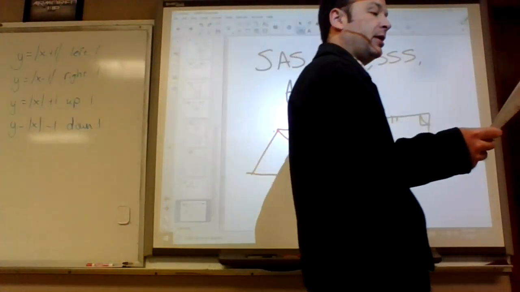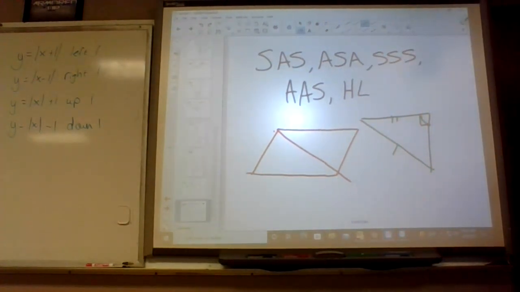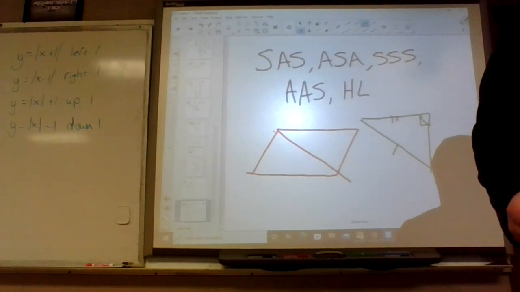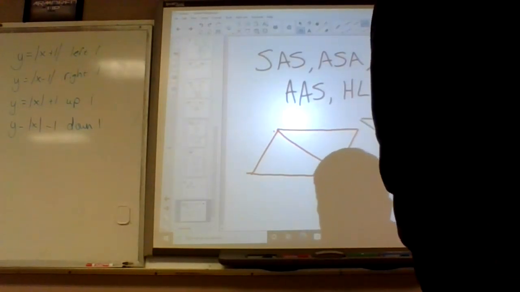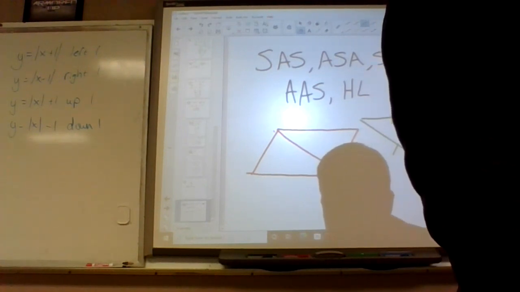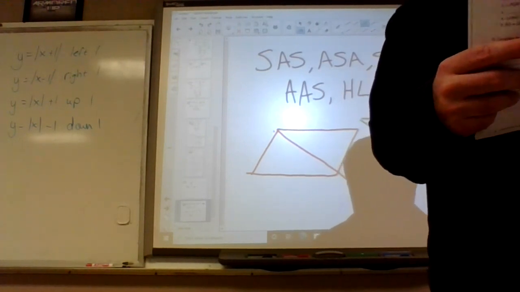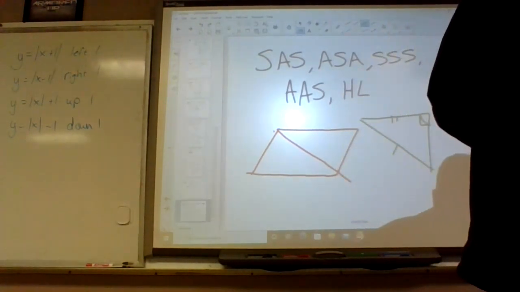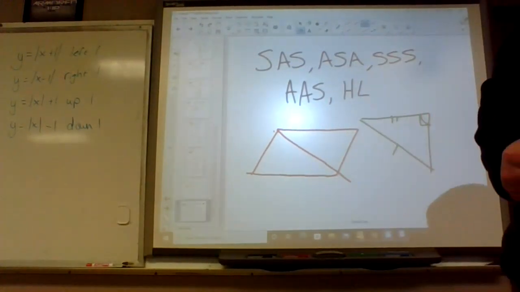A parallelogram has perpendicular diagonals. Never. Wait, sometimes. You guys know when it happens, what kind of parallelogram has perpendicular diagonals? Rhombus, and a square is a type of rhombus also, so sometimes.